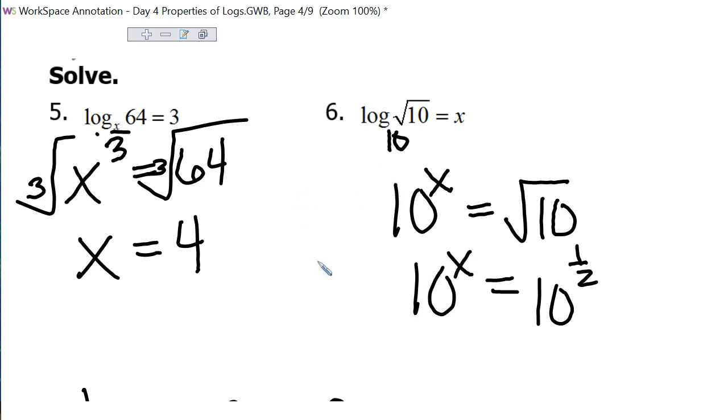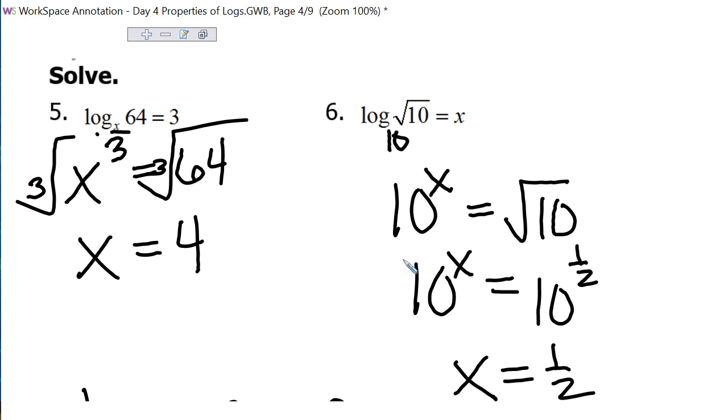So if x is an exponent, you need to get like bases. So the like base for 10 and square root of 10 would be 10. And if the bases are equal, what does that tell me about the exponent? They're equal. So the answer is just x equals 1 half.